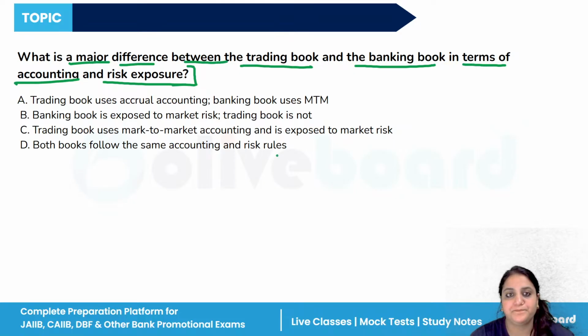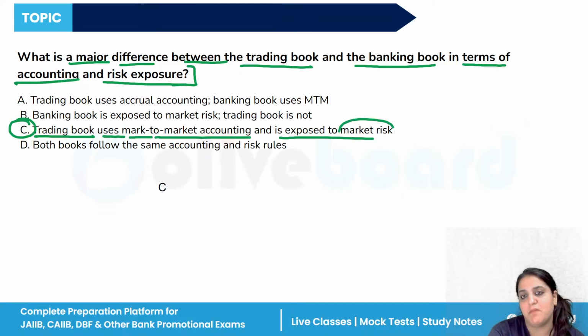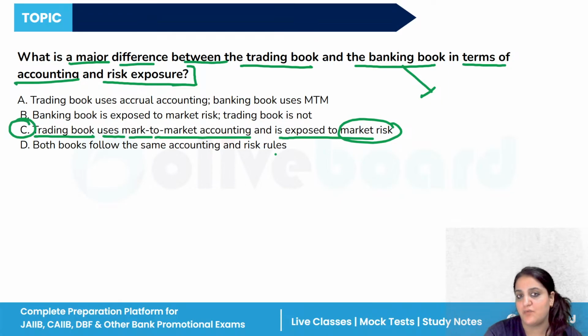Here the correct answer is option C, because the trading book uses mark to market accounting and it is exposed to the market risk, whereas the banking book is not exposed to the market risk. The banking book is not using mark to market accounting.